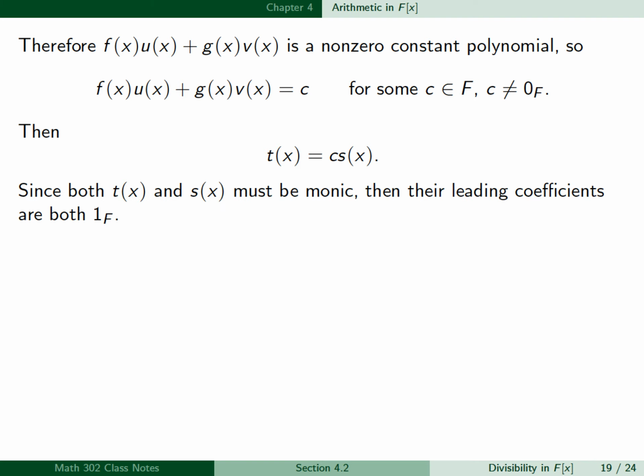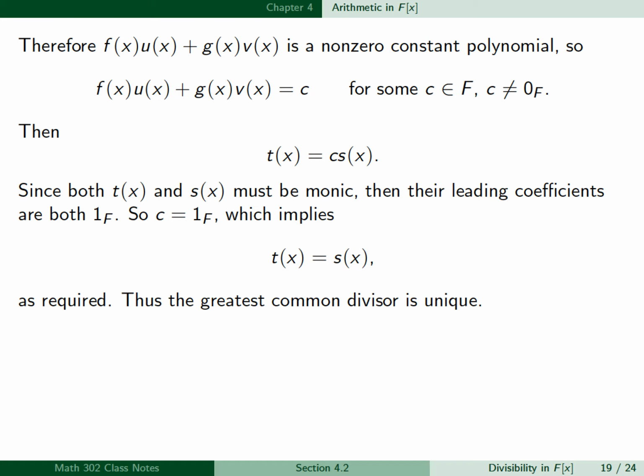Since both t(x) and s(x) must be monic, however, then their leading coefficients are both 1. So this tells us that c is equal to 1, which implies that t(x) equals s(x) as required. And thus the greatest common divisor is unique. And this completes the proof of the theorem.